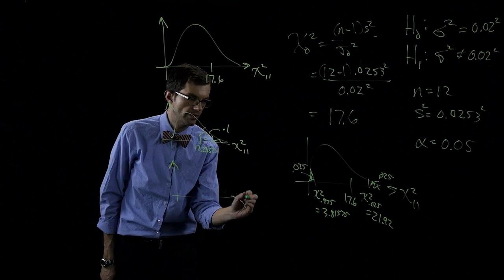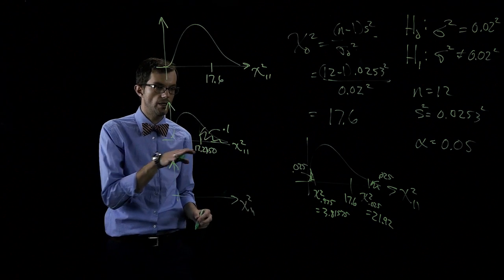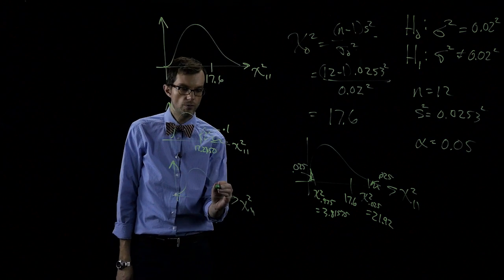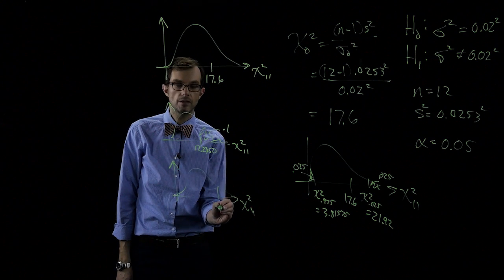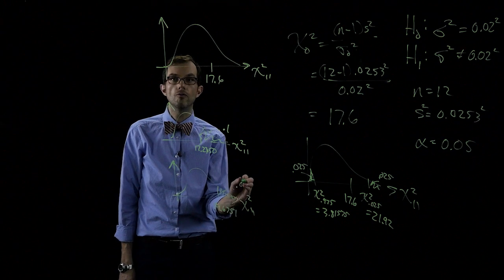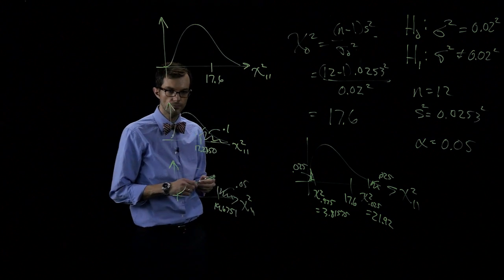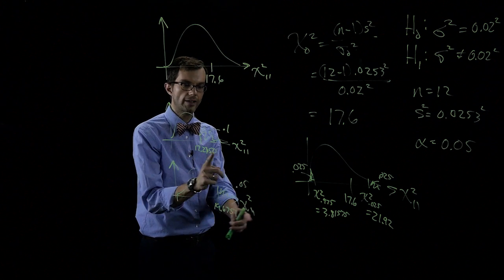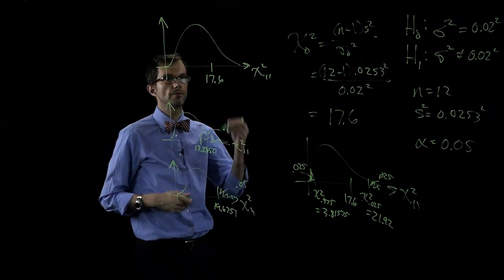Go back to the table, the degrees of freedom 11 row, and we find this value on the axis, 19.6751. That area is 0.05. So this value and this value on the chi-square axis bound this thing.